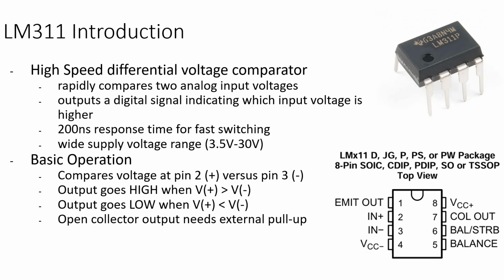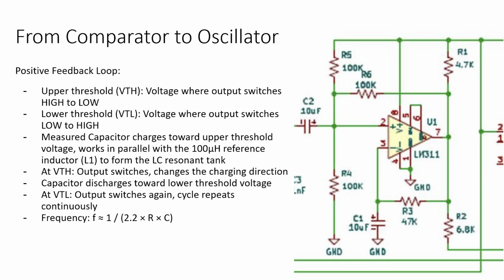And what it does is that it compares the voltages at pin 2 against pin 3. If the voltage at pin 2 is higher than pin 3, the output will say high, whereas if it's smaller, it will say low. Therefore, we can set up a positive feedback loop. We can have an upper threshold voltage where the output switches from high to low, which will be inputted to pin 2, and we can have a lower threshold voltage where the output switches from low to high.